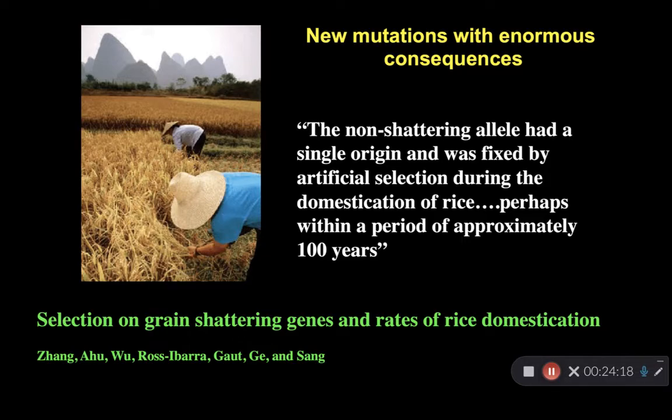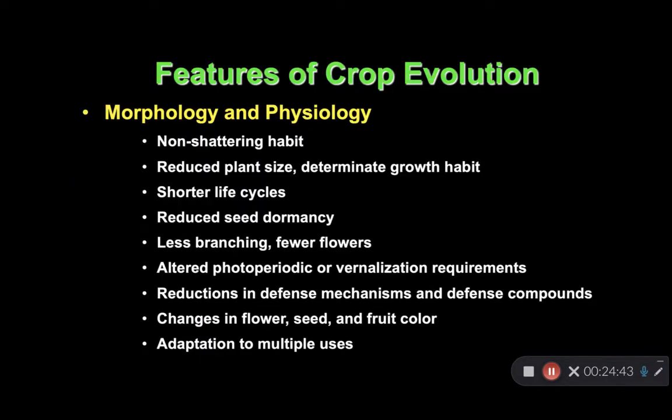And people believe that that non-shattering gene had a single origin, and in the case of rice anyway, was fixed in the population during a period of perhaps 100 years. So as people found a mutation that kept the rice grain on the plant, they preserved and selected that to the point that in one century, it became the dominant type of rice cultivated in Asia. So the non-shattering habit is one characteristic.